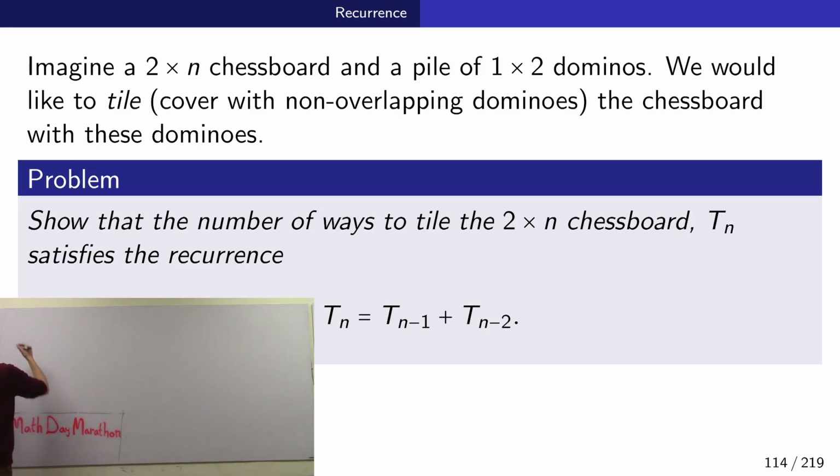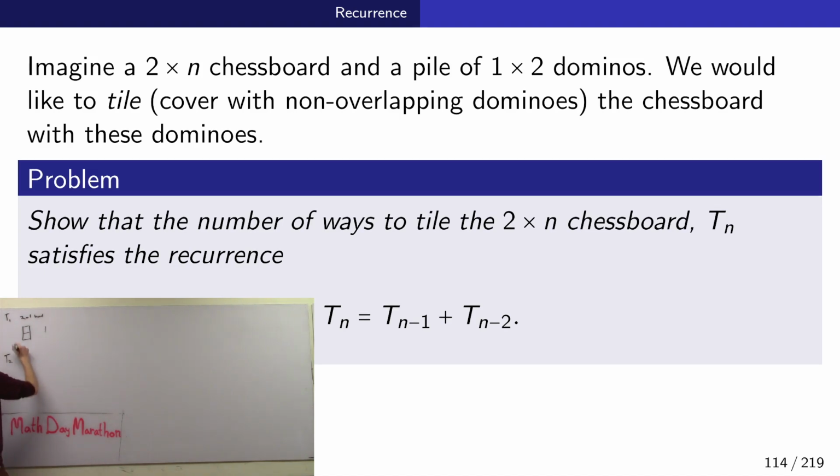Suppose that we have, when n equals 1, so for t1, a 2 by 1 chessboard. So we have a 2 by 1 board. That means I have 2 rows and 1 column, and I have to figure out all the ways I can fit a 2 by 1 domino here. There's only one way to do that. It's domino shaped already. So there's only going to be one right here.